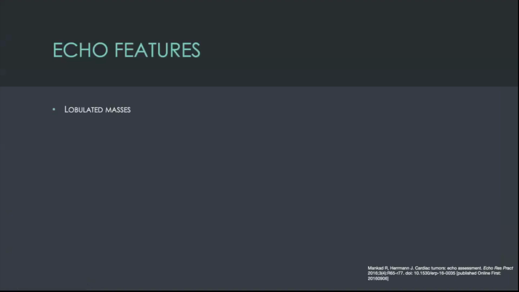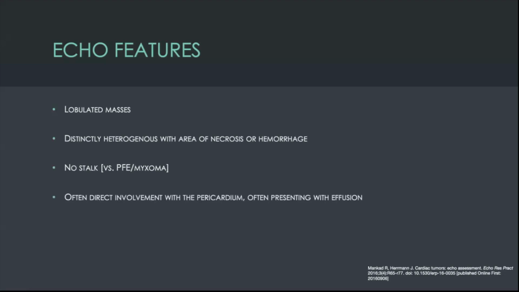Echo features: often lobulated masses. They're distinctly heterogeneous. They can have areas of necrosis or hemorrhage, so they may or may not uptake contrast when you use it. There's no stalk, which makes it different from a papillary fibroelastoma or myxoma. And there's often direct involvement with the pericardium, and they often present with an effusion.